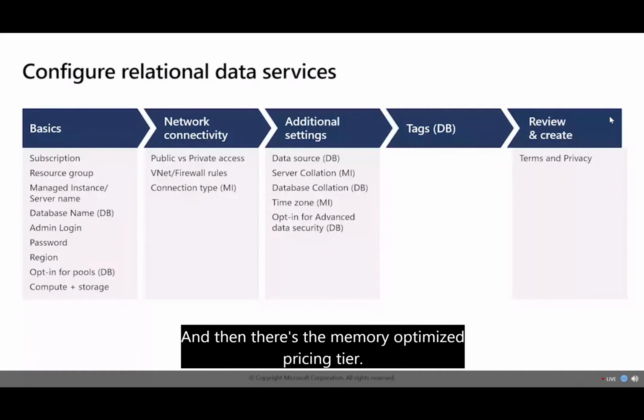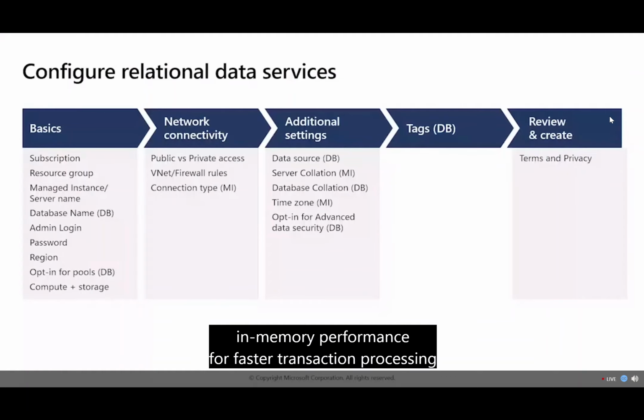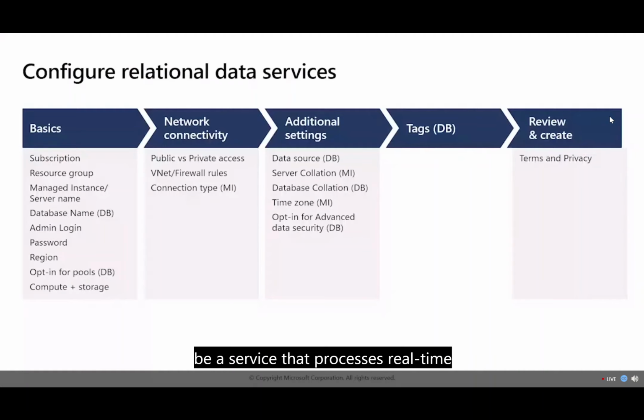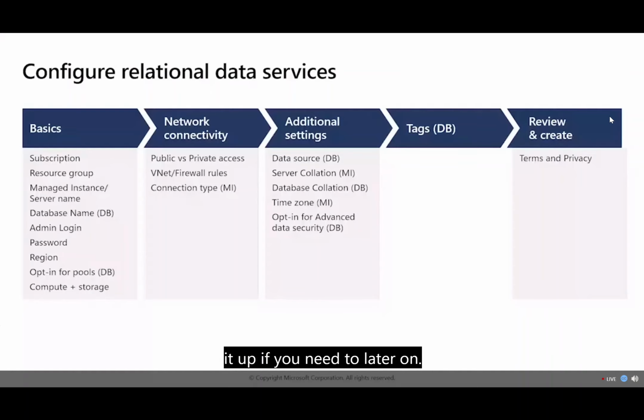And then there's the memory optimized pricing tier. This tier supports high performance database workloads that require in-memory performance for faster transaction processing and higher concurrency. Some examples might be servers that process real-time data and high-performance transactions or analytical apps. You can fine-tune the resources for each of the selected tiers. You can also scale it up if you need to later on.